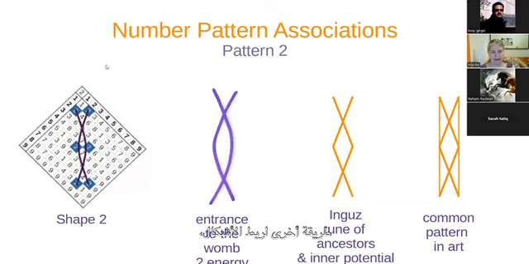Another way to connect shapes, which I saw later, that's my second shape that I saw in it, is these 2 curves, which look like the entrance to the womb, or 2 energy channels that are known in spiritual tradition to cross along the area of the spine in the various chakras. Then we have the Ingus rune, which is a symbol for ancestors and inner potential, as well as a common pattern in art.